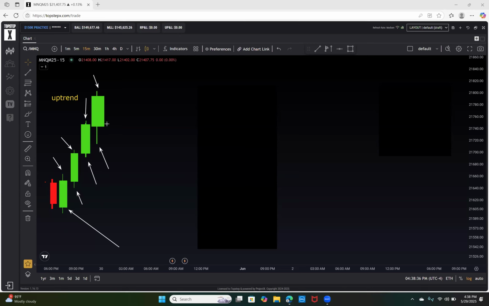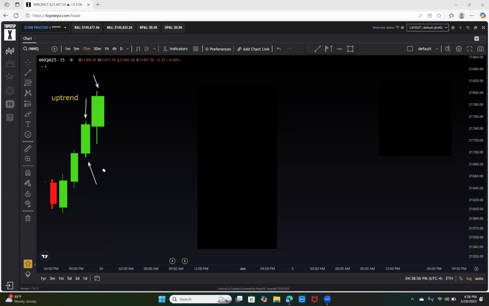So first we got the uptrend. What is an uptrend? It is candles moving up. When do uptrends start? They start off supports. What do they make? Higher highs and higher lows. All right, cool. Now we know what uptrends are.